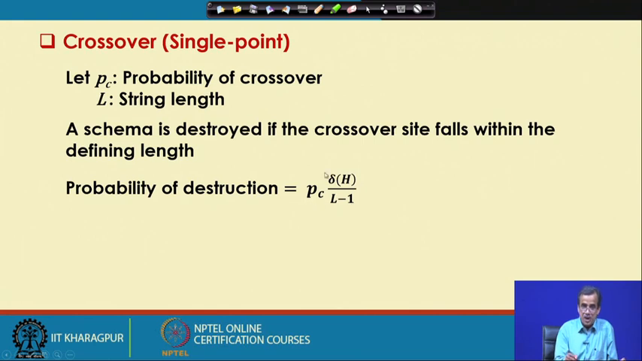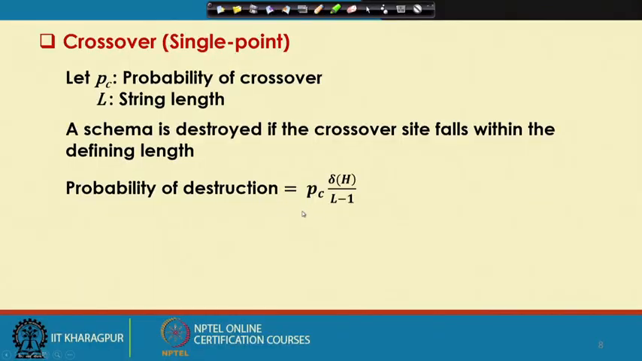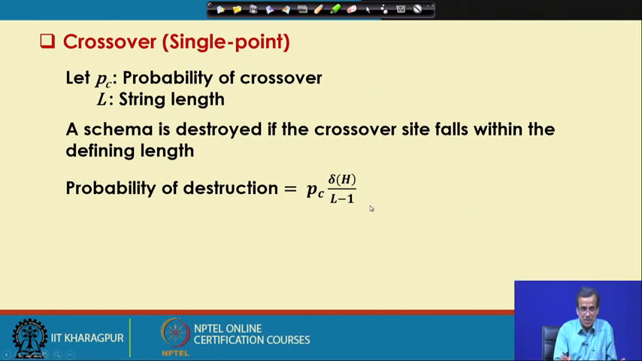multiplied by P c, because P c, the probability of crossover, is another probability of destruction. Here there are two probability values, one is P c, another is delta H divided by L minus 1. Both are probabilities of destruction, but they are independent, and that is why we multiply these two probability values to find out the probability of destruction.